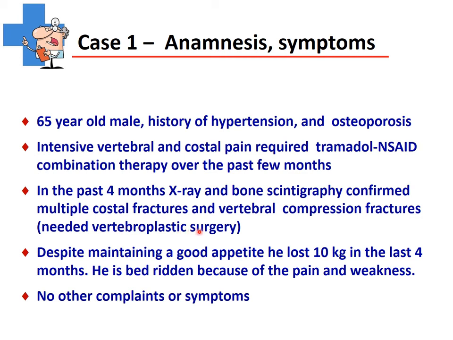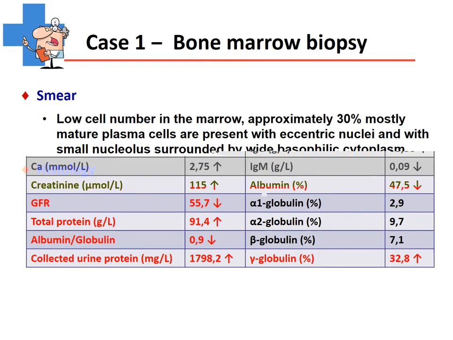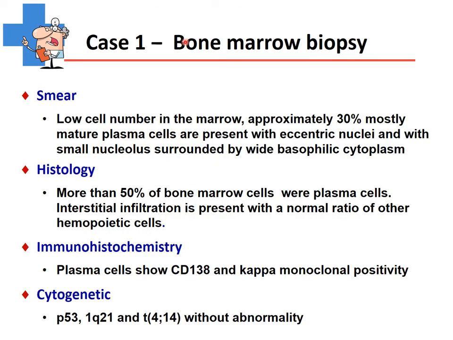vertebroplastic surgery. In this surgery, they use some kind of plate to restore the normal bone structure. Despite maintaining a good appetite, he lost about 10 kilograms in the last 4 months. He is bedridden because of the pain and weakness, no other complaints or symptoms. Okay. They did a smear.